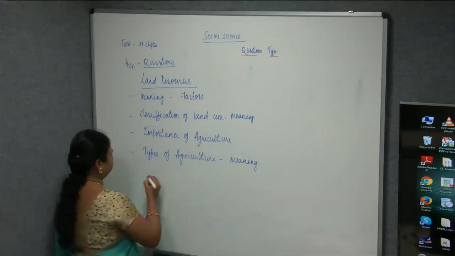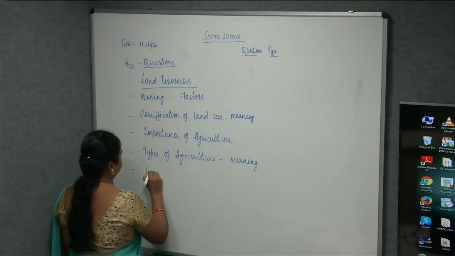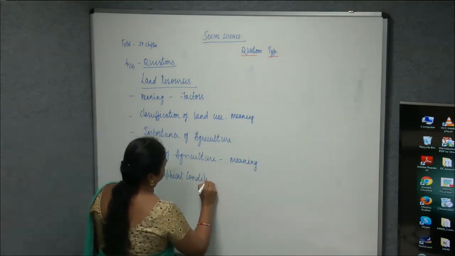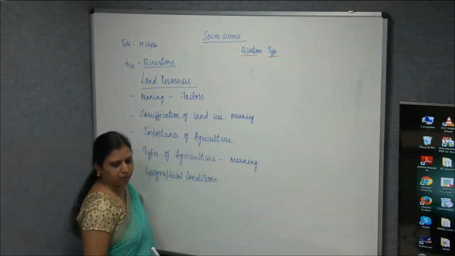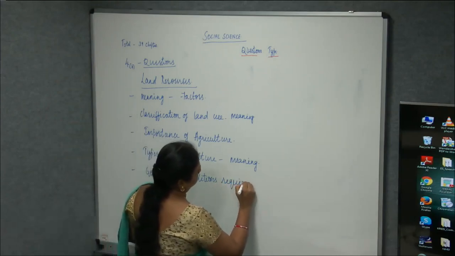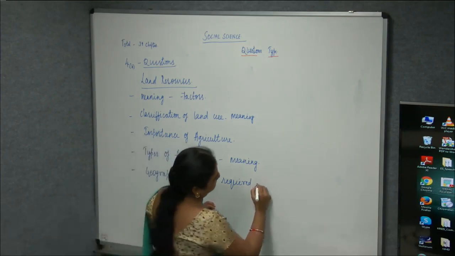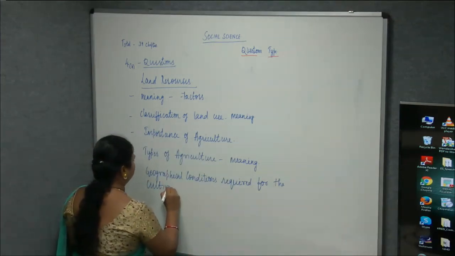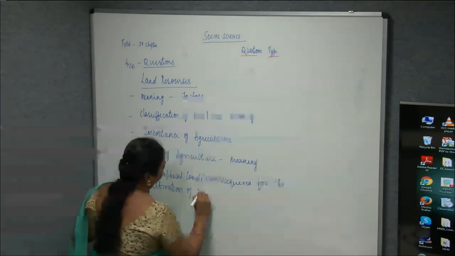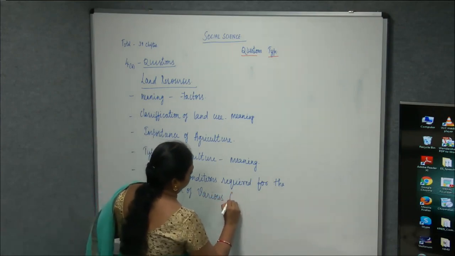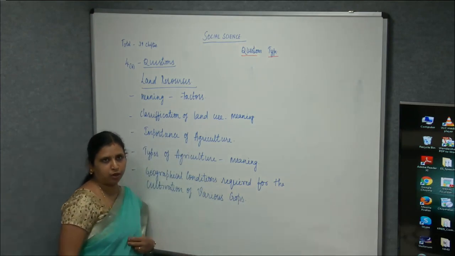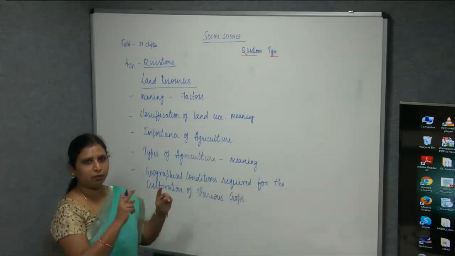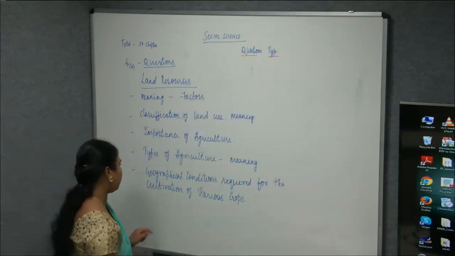Okay, and geographical conditions required for the cultivation of various crops. Okay, so make a table with crop, rainfall, and soil, where they grow. If you make a table chart, it will be easy for you to learn. Okay, then role of horticulture.